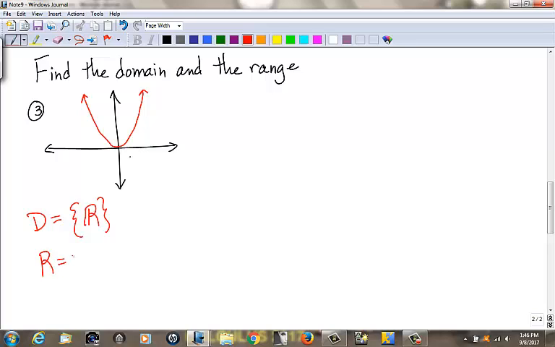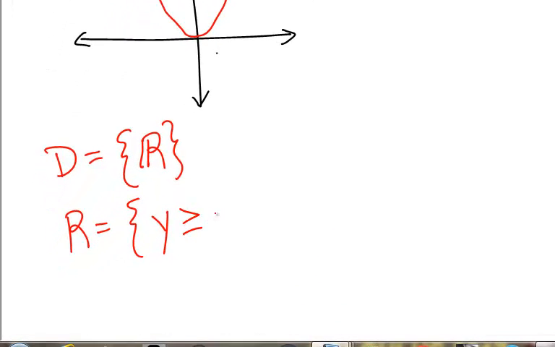For the range, look up here for a minute. For the range, you go from the bottom. You always start at the bottom. What's the first y value in this graph? It is actually 0, right? First y value is 0. And what y values am I using? Greater than or equal to 0, right? It's equal to 0, so for the range, I just write y is greater than or equal to 0. Okay?